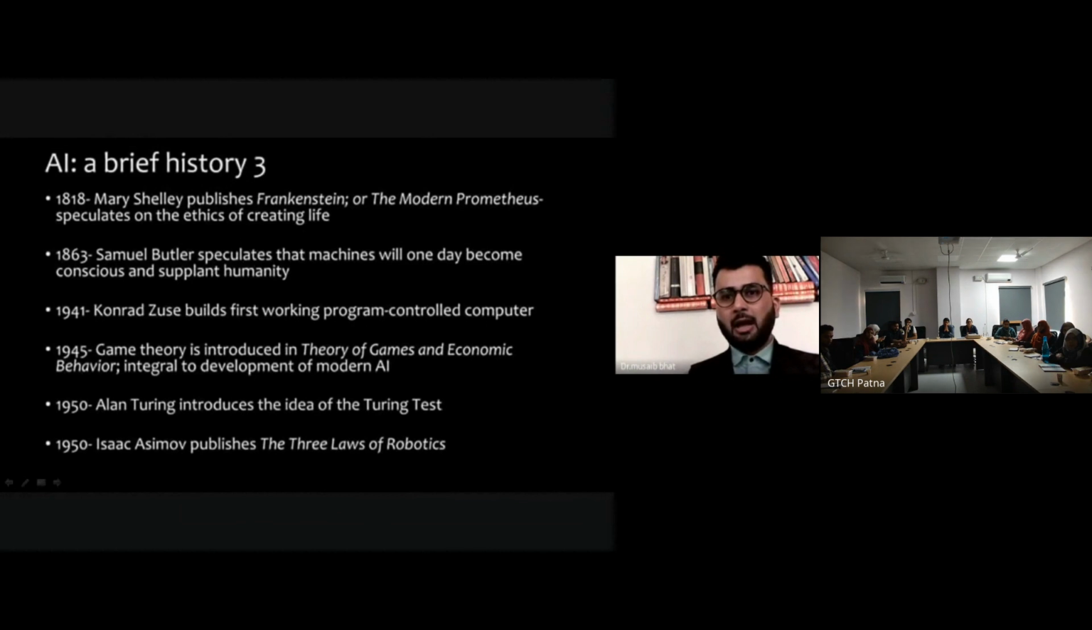And if a machine passed the test, that means that the language it has generated is a human simulation. It is very near to human language creation. Then in the 1950s, we have Isaac Asimov, a famous writer of science fiction. He wrote the three laws of robotics, which are related to the ethics of robotic creation.